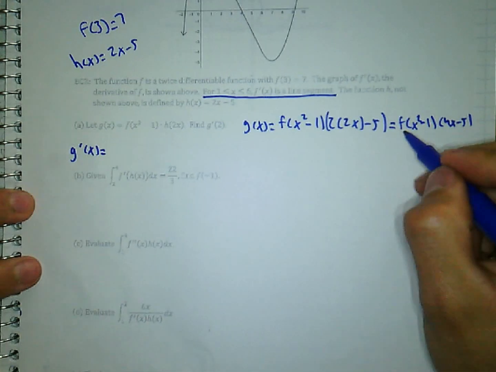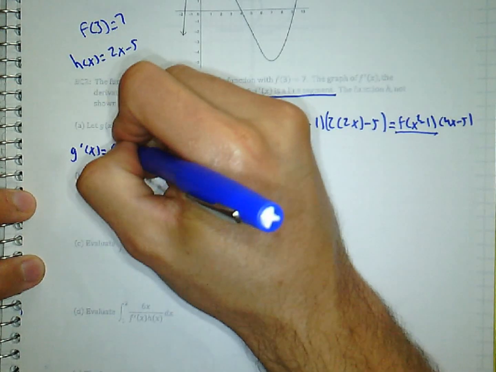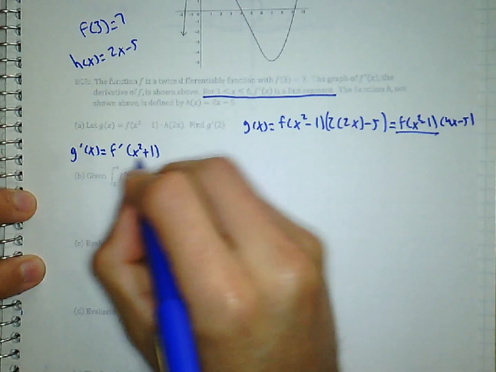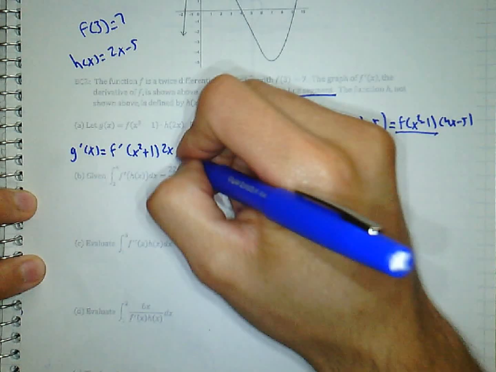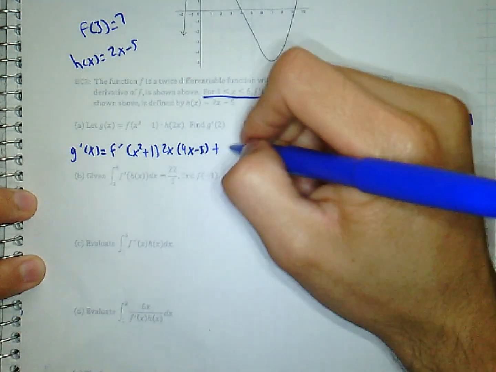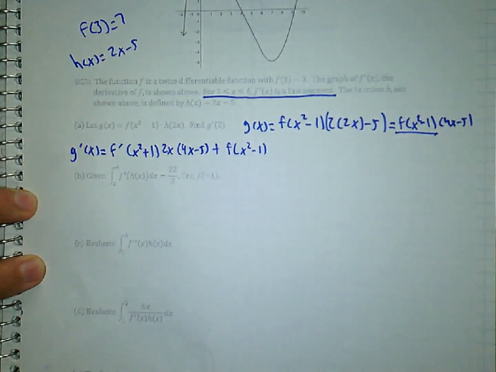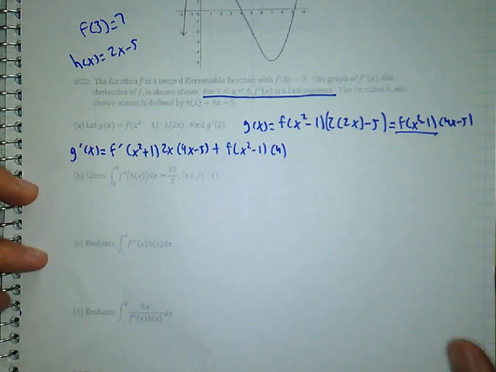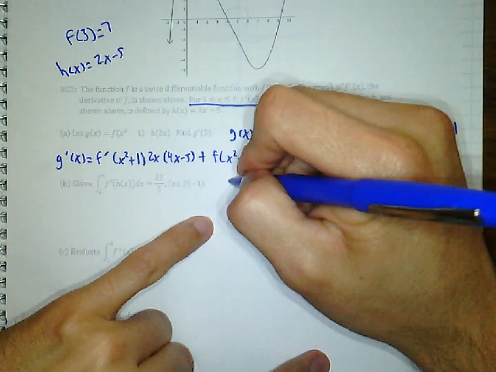So I'm going to take the derivative of this first, which is going to be a chain rule. That gives us the derivative of the outside, which would be f prime of x squared minus 1, times the derivative of the inside, which is 2x, times 4x minus 5. Plus, we're going to leave the first one alone, so f of x squared minus 1 times the derivative of the second, which in this case is just going to be 4. So there's our derivative. Now we just want to know what g prime of 2 is.